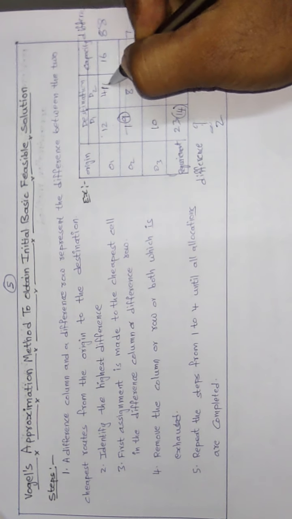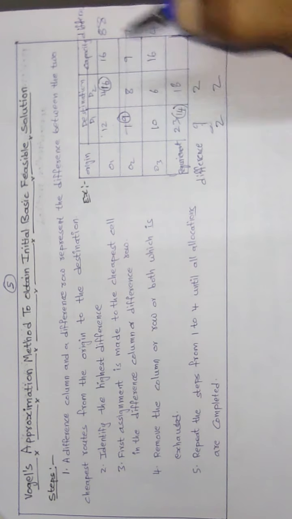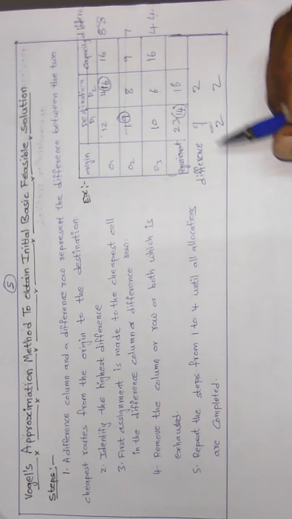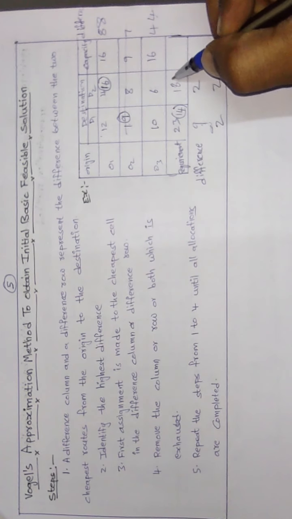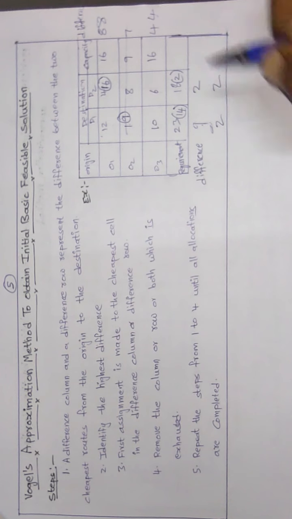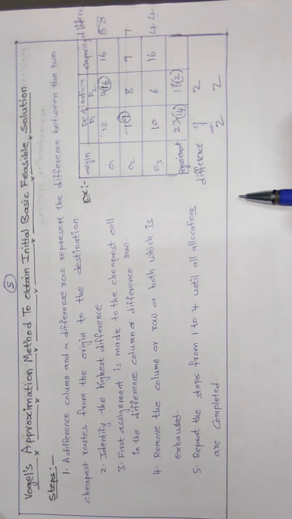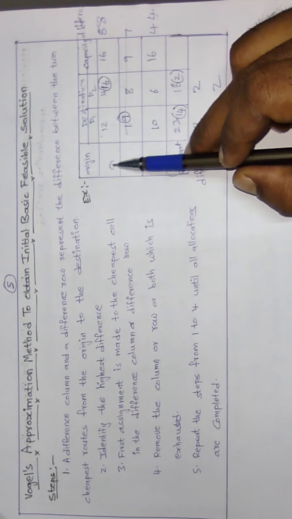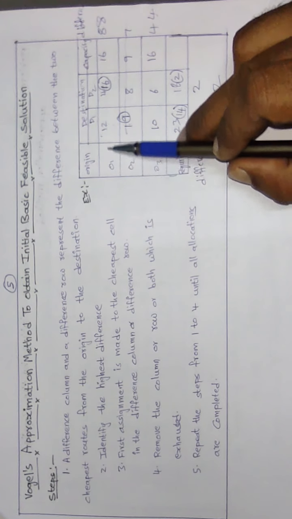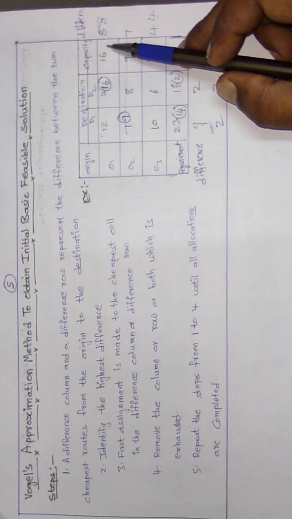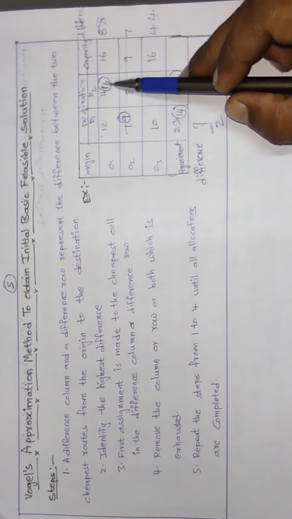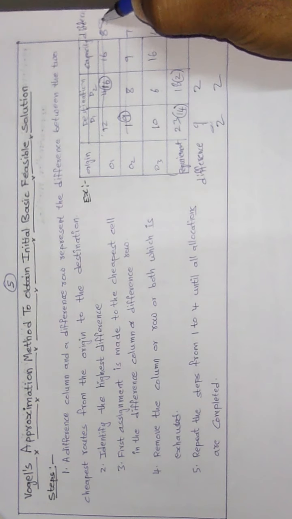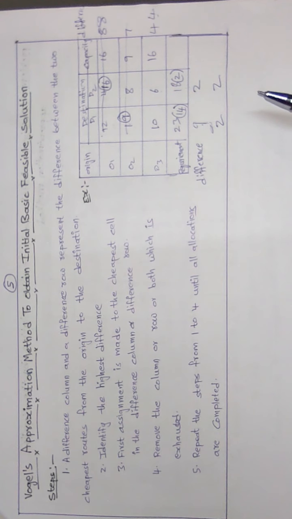That means we have to fill this cell with 16, and we have to subtract that 16 from this 18, and write the remaining value in brackets. Next, according to the fourth step, this O1 row is completely satisfied now. So 16 and this is also 16. That means this row is completely satisfied, and we have to eliminate this row. Next, again we have to go for the same procedure.